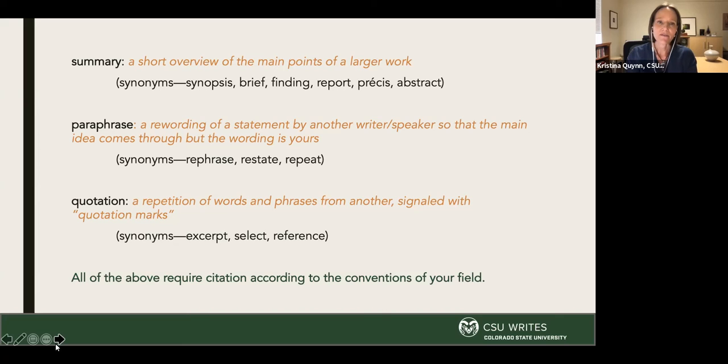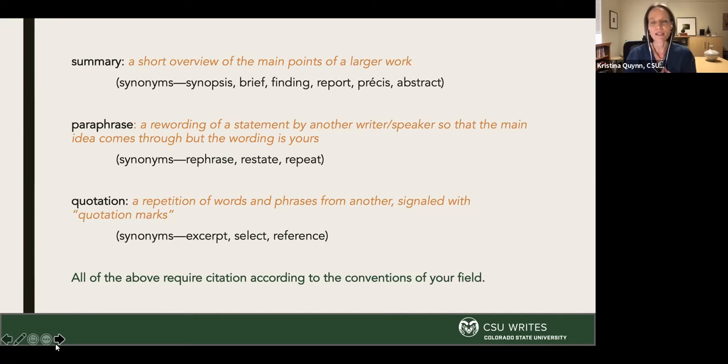To paraphrase is slightly different. That's where you're taking someone's statement and rewording it and working it into your own thought or expression. Their idea comes through, but the expression of it is your own. So it could be rephrase or restate or repeat. I think this is one of the places where we have the greatest challenge and run the greatest risk sometimes of plagiarism. If you're ever in doubt, by the way, quote, and a quotation is a repetition of words and phrases directly from another signaled by quotation marks. The synonym would be an excerpt or a select or a reference. And so those you place in quotation marks. If you're using the general rule that I've heard repeatedly through my career, it is around 3 words per sentence.